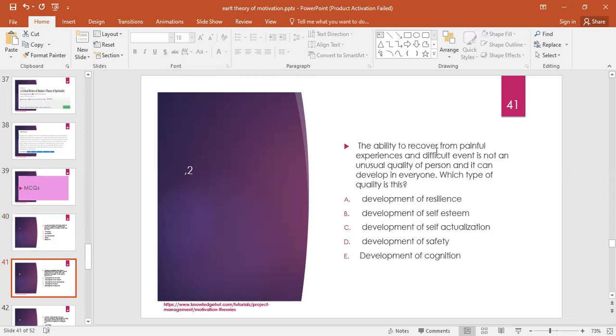The ability to recover from painful experiences and difficult events is not an unusual quality of a person, and it can be developed in everyone. Which type of quality is this? Development of resilience, development of self-esteem, development of self-actualization, development of safety, development of cognition. Yes, development of self-esteem, B, is the right answer.